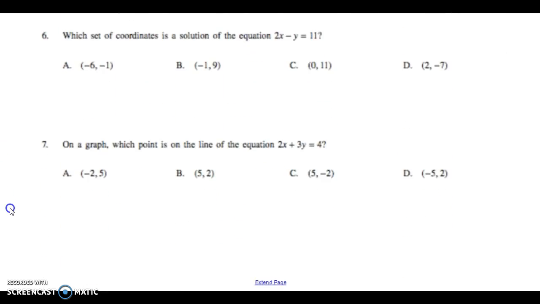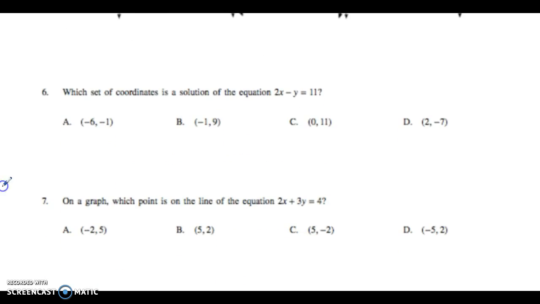I don't want to go over number 5, but I do want to go over number 6. Which set of coordinates is a solution? If you come up to a question like this, you take the equation and substitute all of these different points into it. You say this is the x value and this is the y value, and you see whether it works in the equation. I'm going to show you how that works for the first one.